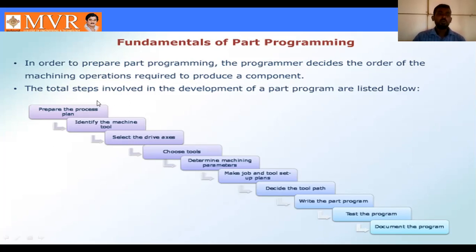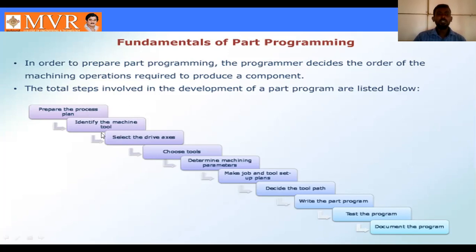Next, the total steps involved in the development of the part program are listed below. See here, the first step is to prepare the process plan. First of all, we prepare the process plan. The second step is to identify the machine tool.